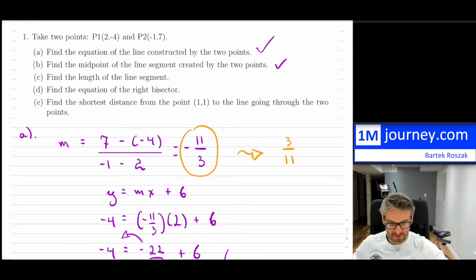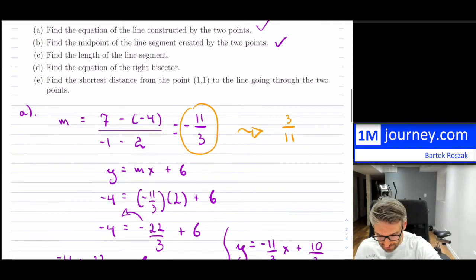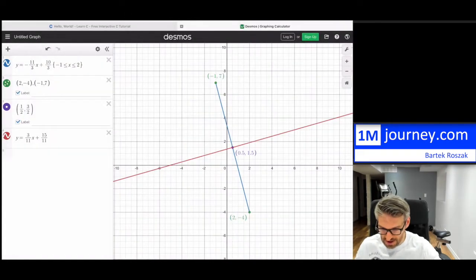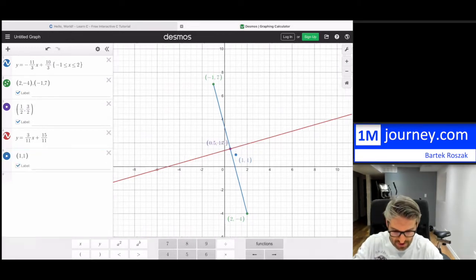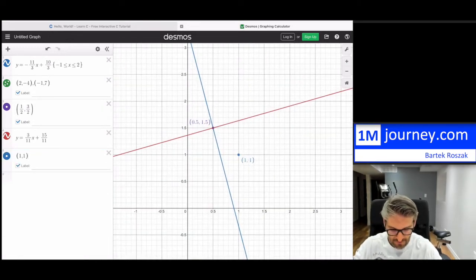Okay, so now the point 1, 1, let's graph it so that you can see it. So point 1, 1. All right, let's label it there. So notice it's not very far. Now, what is the actual distance? Well, the distance is going to be, we need a perpendicular line to that original line segment. So that's what we need. We need to find a perpendicular line, and I'm going to have to find the point on that line segment.